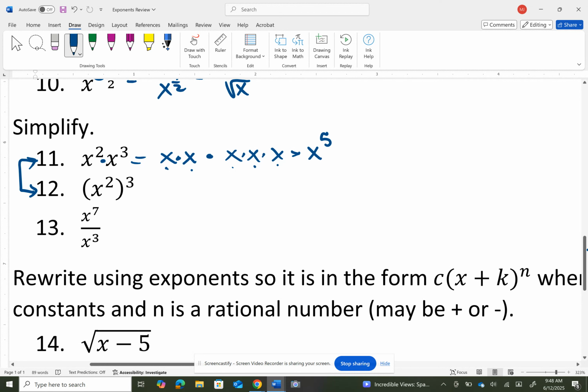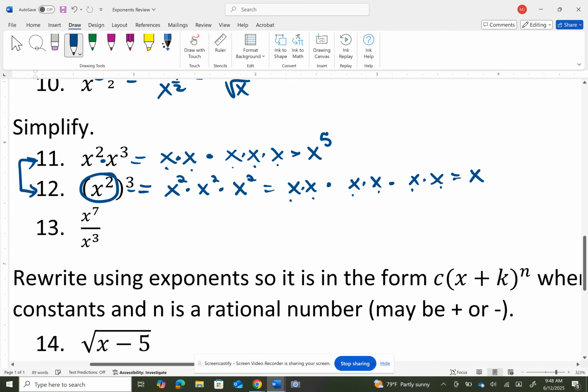Where number 12, the exponent 3 is applied to the base x squared. So that means that you're going to take x squared times itself 3 times, which means you've got x times x being multiplied by itself 3 times, and that means you're going to have 1, 2, 3, 4, 5, 6 x's. All right, so the shortcut here is that you add exponents, and for this case, these two, you would multiply. But you can see why that's the case.